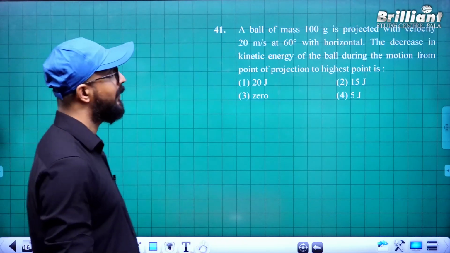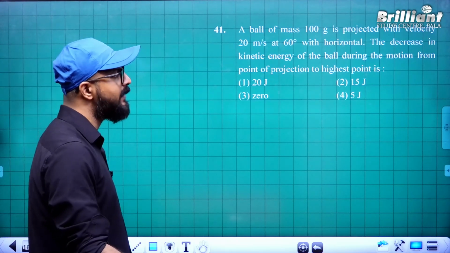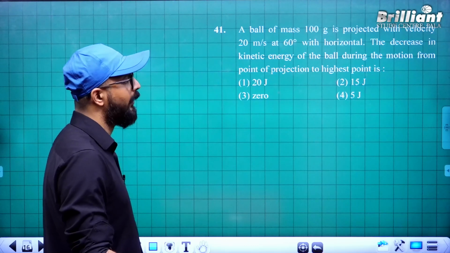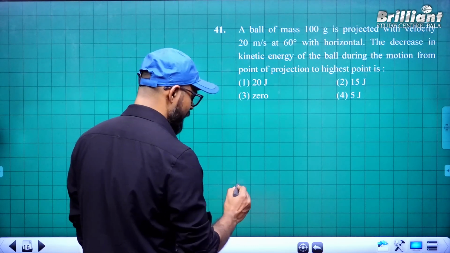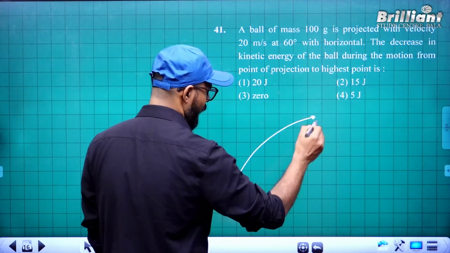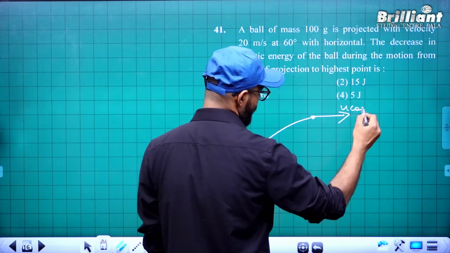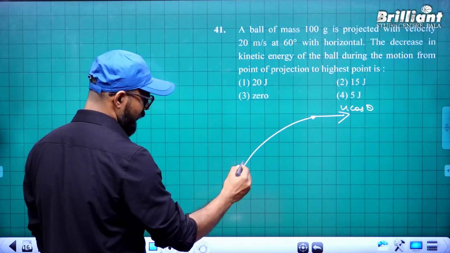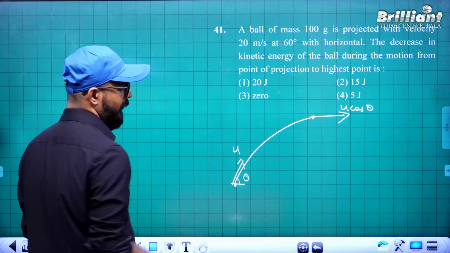A ball of mass 100 gram is projected with a velocity 20 meter per second at 60 degree with the horizontal. What is the decrease in kinetic energy of the ball during the motion from the point of projection to the highest point? From the point of projection, when it reaches the highest point, you can see the velocity at the highest point is u cos theta, and the initial velocity over here is u, making an angle theta.